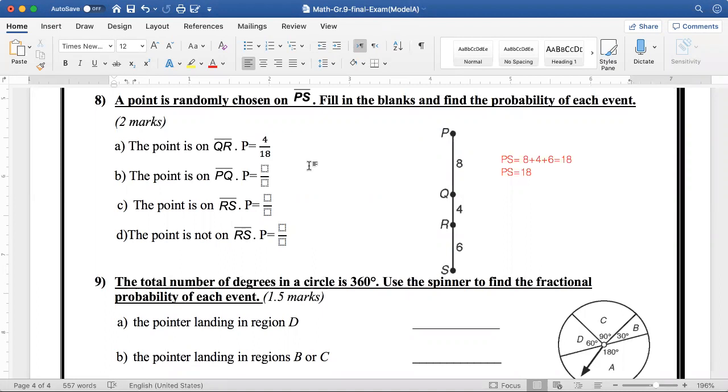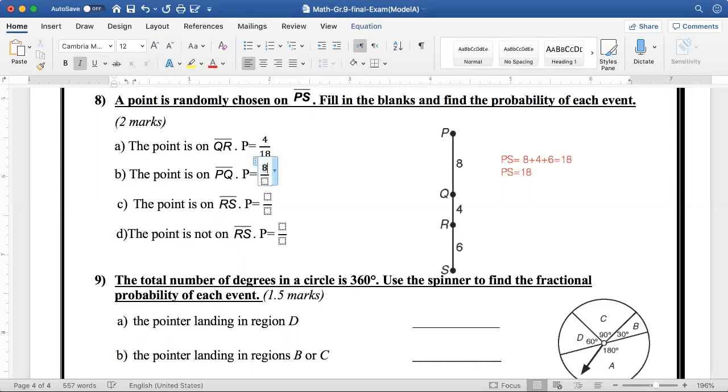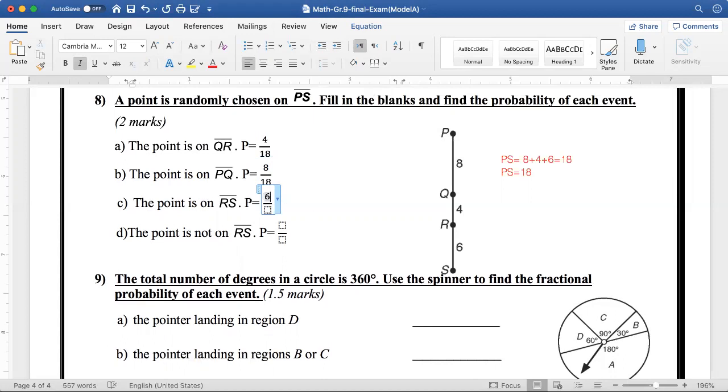Okay, B, the point is on PQ. The length of PQ is 8, so I'm going to write 8. What is the total length? The total is PS, which is 18. Okay, the point is on RS. RS is 6, and the total is 18.